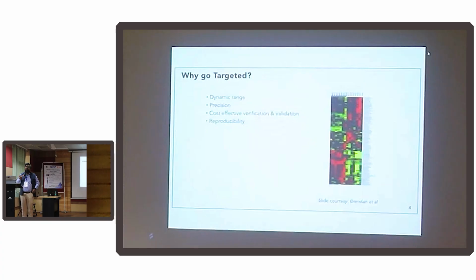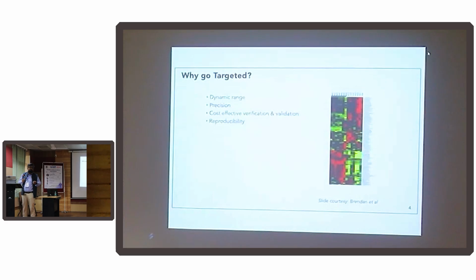So why do we need to go for a targeted approach? There are 4 reasons. First of all, the dynamic range. Yesterday when we were talking about sample preps, we discussed how we have to deplete high abundance proteins. Suppose you want to study both a highly abundant protein and a low abundant protein in the same assay. With the discovery approach, you cannot do that, because if you are detecting the highly abundant protein, you will mask the low abundant protein. Vice versa, to detect the low abundant protein, you have to deplete the highly abundant protein.